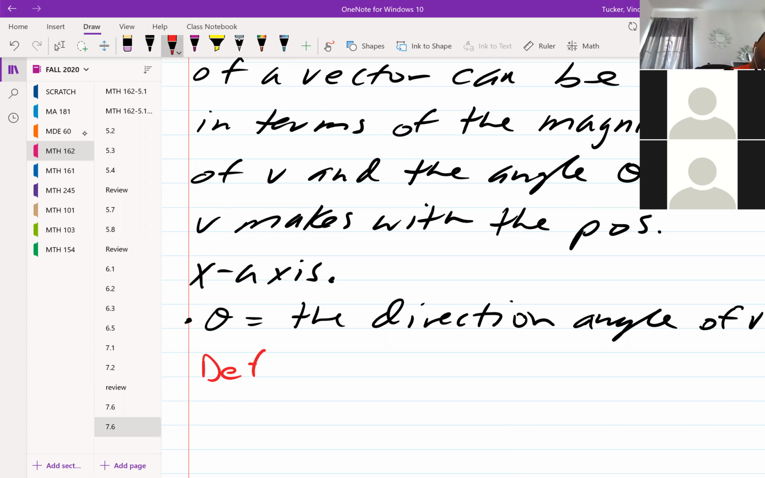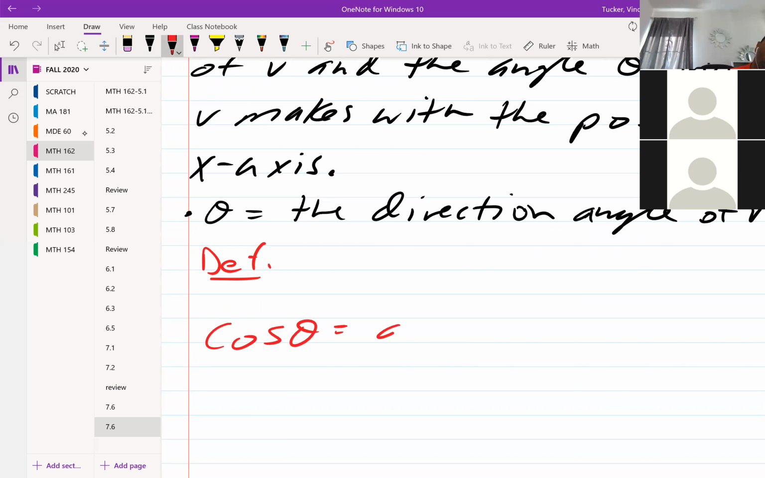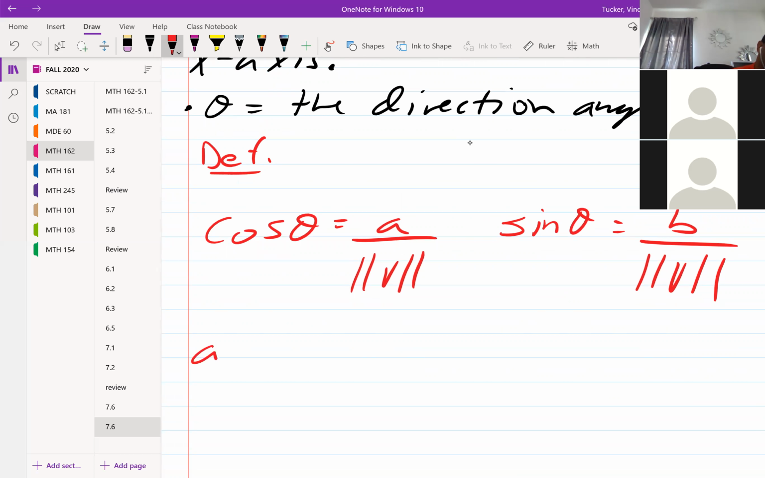So by definition, sine and cosine can be represented by this. Oh, see something in the chat that I moved too fast. Nope, you will not be able to escape theta. So cosine theta is equal to A over the magnitude of V. Sine theta is going to be equal to B over the magnitude of V. And so that also means that A is going to be equal to the magnitude of V cosine theta. B is going to be equal to the magnitude of V sine theta.